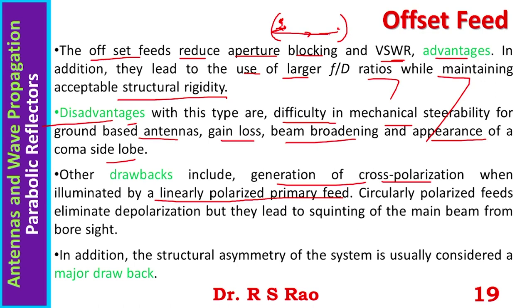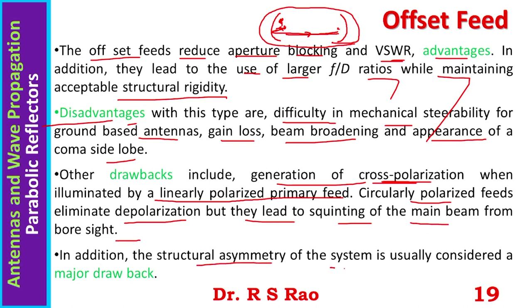In addition, the horizontal polarized wave may be transformed into noise. So the noise level gets increased. This horizontal polarization is called cross polarization. It is unwanted. We can see from this description of the functioning of a communication link, we can understand cross polarization is unwanted. Circularly polarized fields eliminate depolarization, but they lead to squinting of the main beam from both sides. In addition, the structural asymmetry of the system is usually considered a major drawback. These are all the issues pertaining to offset feed.